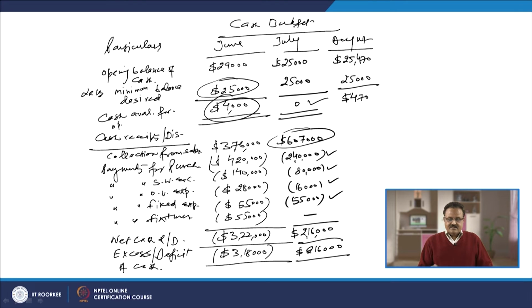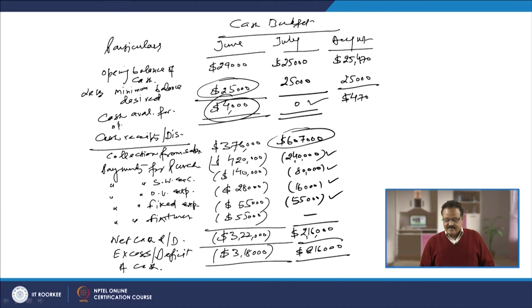In the first month $4,000 were available after keeping 25,000 as the safety stock of the cash. In July we have nothing, 0, because the opening balance was just equal to the safety stock, and in the month of August your opening balance is 25,470, which is more by 470 than the safety balance of 25,000. So now we have $470 available with us as cash available for the operations. We will see how we can utilize this amount.